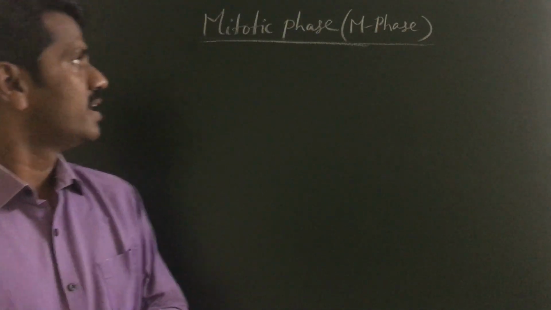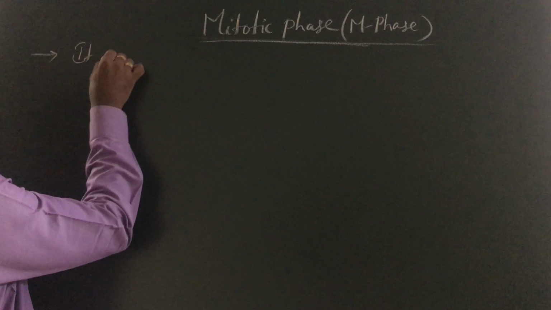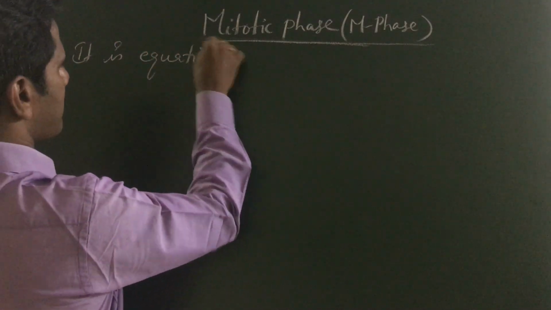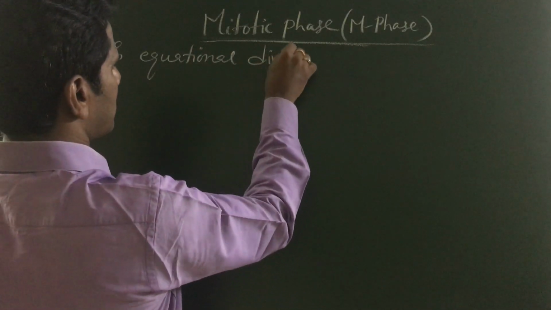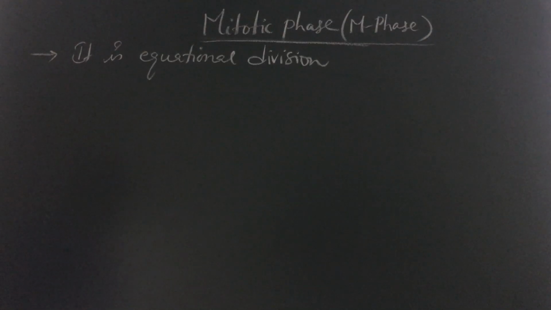So let us discuss the next stage, that is M phase. Keep the heading mitotic phase or M phase. What happens in this particular phase? Here the M phase is equational division or homotypic division. Mitotic division is the mitotic phase; it is an equational division.